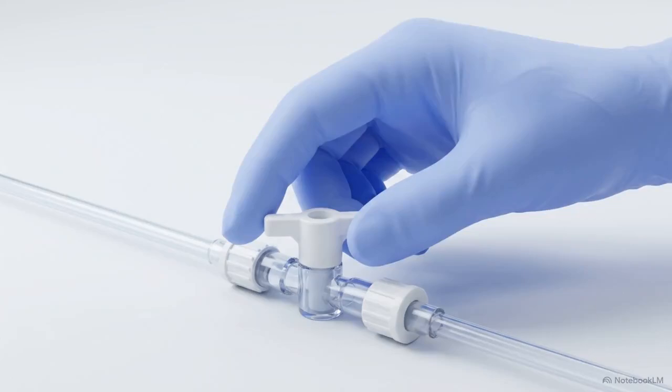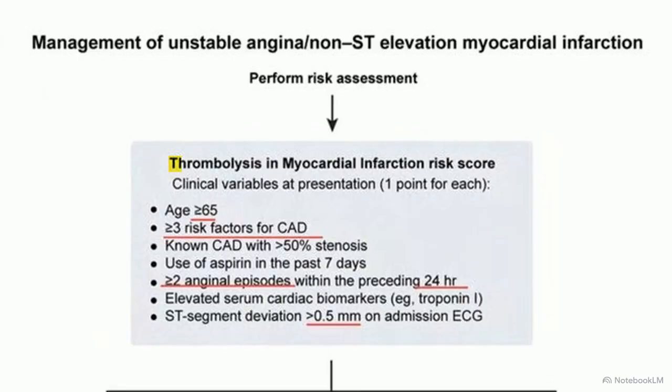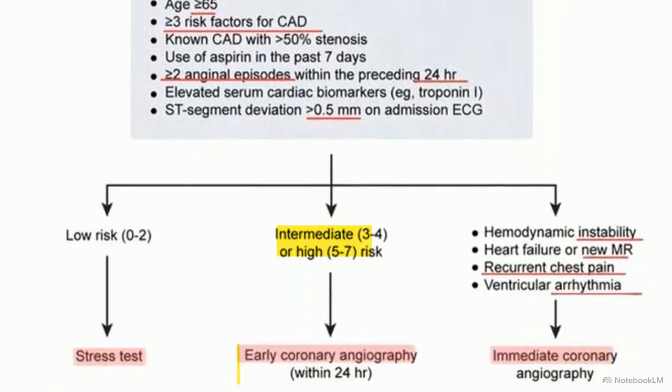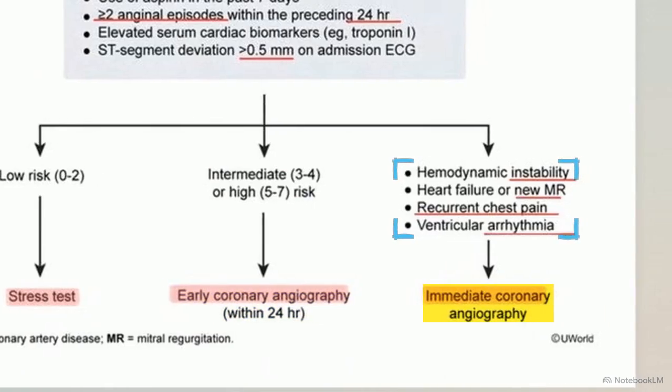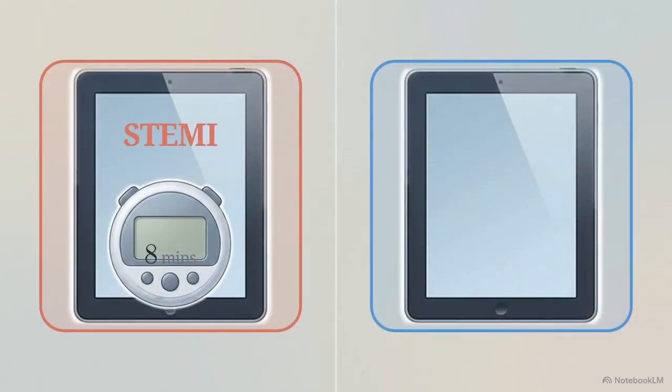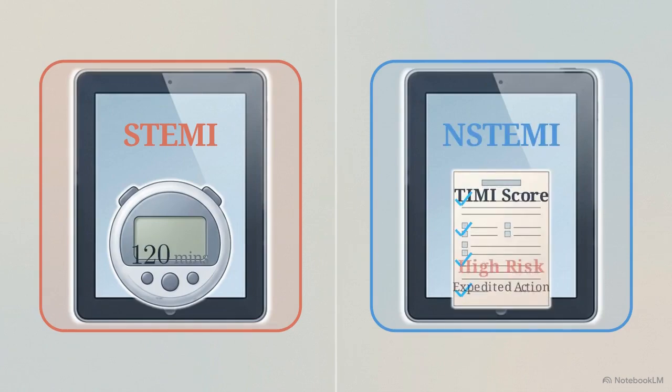Here is the critical algorithmic divergence. Patients with an NSTEMI or unstable angina never receive fibrinolysis. Clinical data shows it worsens outcomes in these populations. Instead, the NSTEMI pathway relies on clinical risk stratification using the TIMI risk score. Intermediate or high-risk patients are scheduled for early angiography within 24 hours. However, emergency triggers like hemodynamic instability, heart failure, or arrhythmias mandate immediate angiography. STEMI reperfusion is dictated entirely by a ticking clock. NSTEMI reperfusion is dictated by patient stability and clinical risk.